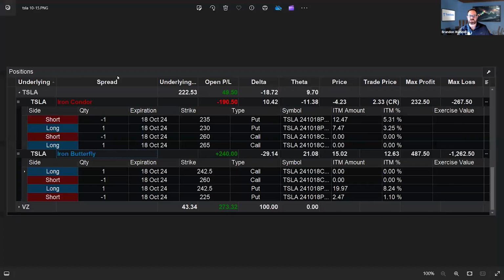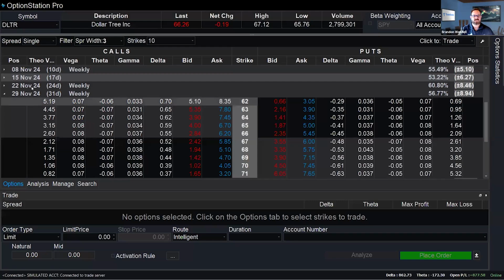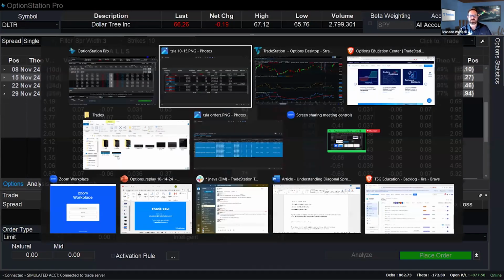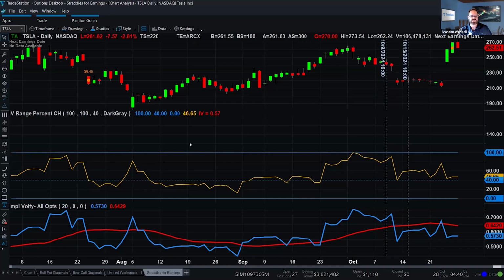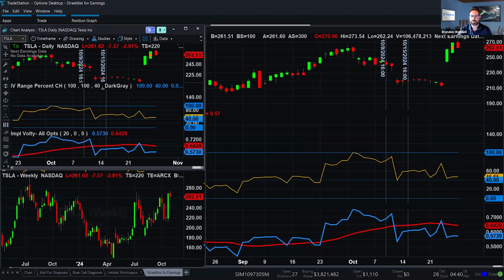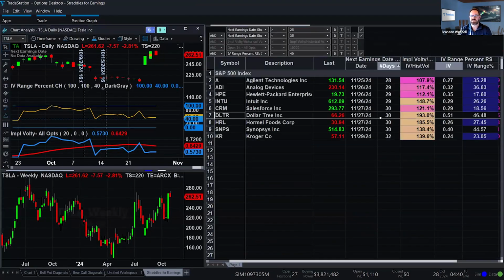If I were to go back to Option Station Pro, and again, we have Dollar Tree, was that the one that has earnings coming up? It was, wasn't it? Let me go ahead and minimize this chart. So I'm jumping around here. Yeah, Dollar Tree, 30 days left until expiration. IV range, though, that's a little high. Let's go see what's lower. Hormel Foods. That looks pretty good.